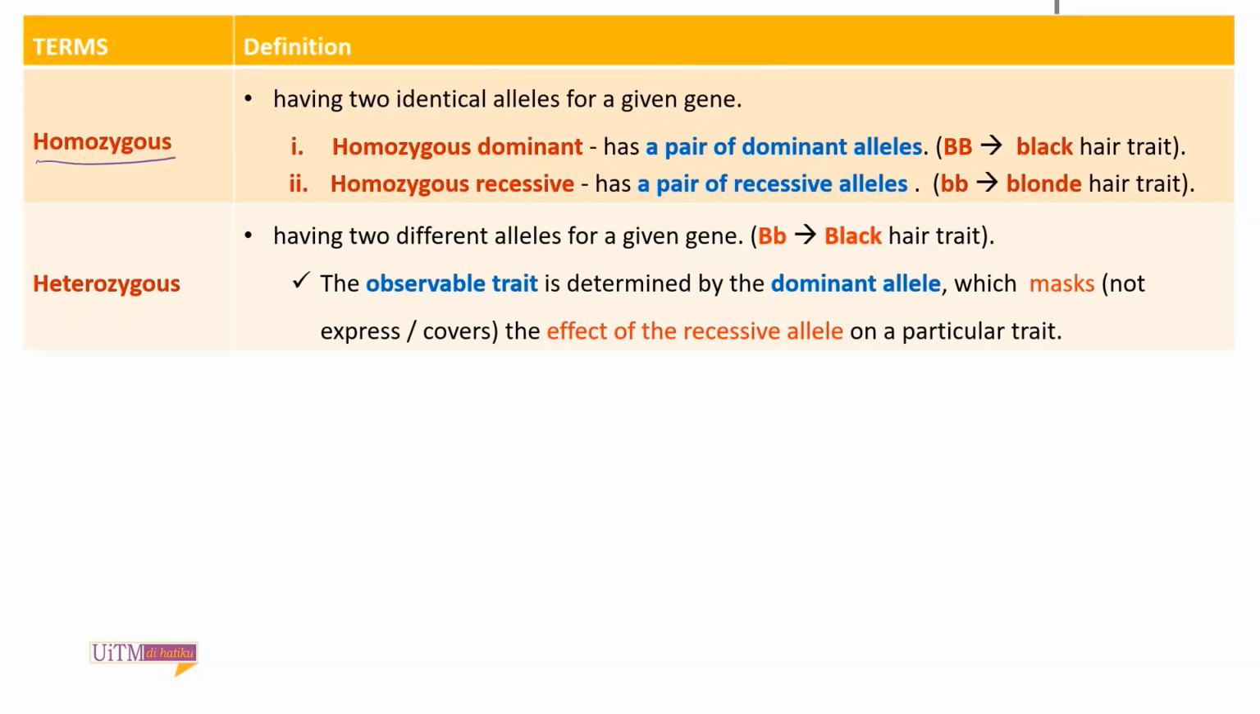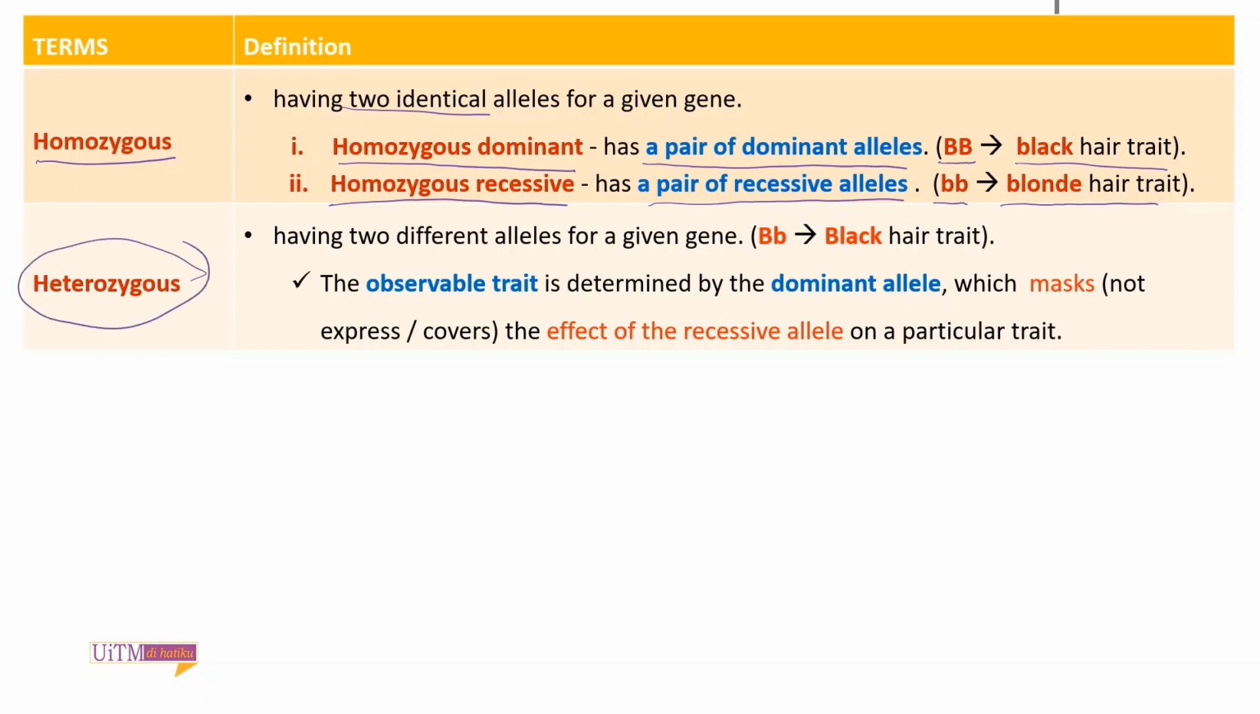Homozygous. Homozygous is the condition of an individual that has two identical alleles for a given gene. Homozygous exists in two forms, homozygous dominant and homozygous recessive. Homozygous dominant has a pair of dominant alleles, for example, capital B that expresses black hair color. Homozygous recessive has a pair of recessive alleles, for example, small b that expresses blonde hair color.